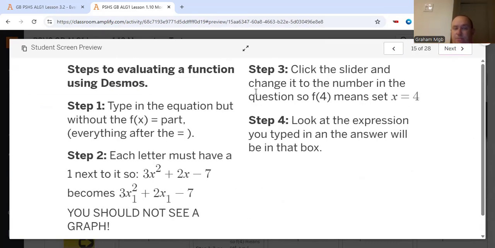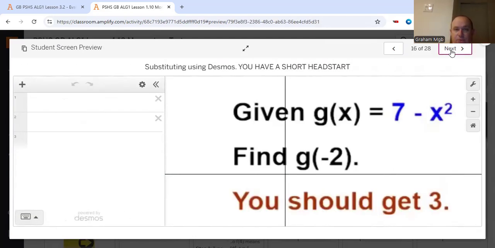So we type in the equation, but without the f of x equals part. So essentially everything after the equals part. And just a reminder, whatever the expression is, you have to put a 1 next to the letter. Now, we only have to do that for x and y, actually. Any other letter of the alphabet is perfectly okay. It might help you just to put a 1 next to everything just to make sure. So even if it's A, you might just choose to put A1 as well anyway. But you should not see a graph. That's really important, or else it will not evaluate it. And then change the slider to whatever the number is in parentheses. So f of 4 just means that x is 4. And then you just look back at your original expression, and Desmos will have worked it out for you.